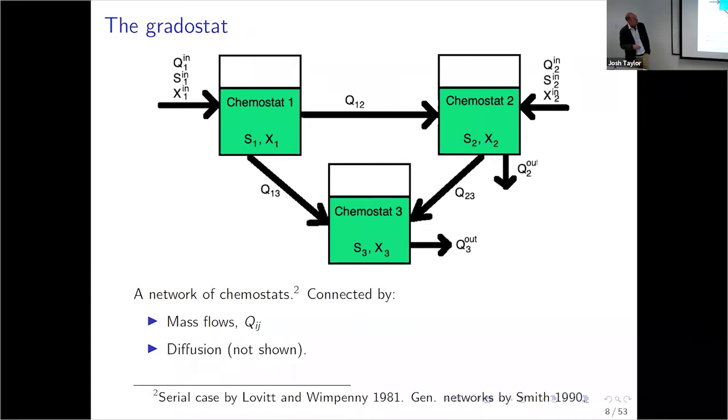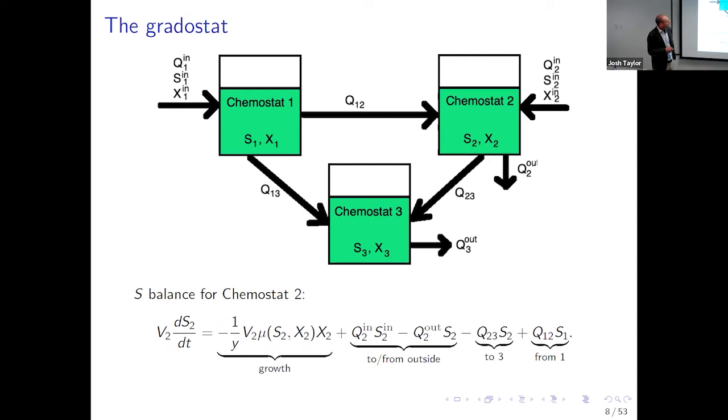I'm just showing mass flow, but with no loss of generality. You can also have diffusion, and I'm just leaving it out for concision. So if we wanted to write a mass balance for the substrate, say in chemostat 2, well, we've got what's going on in the chemostat. So the mass being lost to the growth, plus what's coming in, minus what's going out. And then we have the network terms.